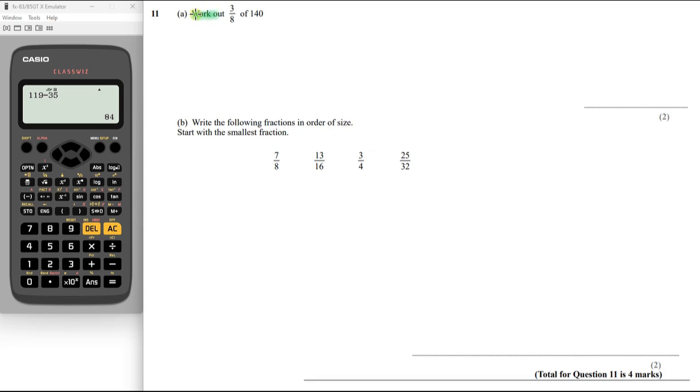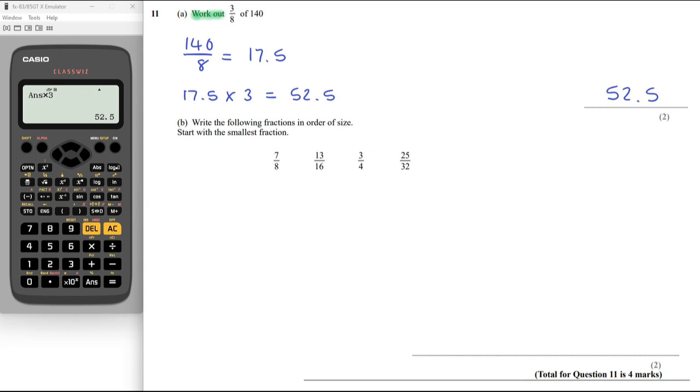Question 11. Work out 3/8 of 140. So whenever we're working out a fraction of an amount, we can just divide by the denominator and multiply it by the numerator. So we can do 140 divided by 8. So 140 divided by 8, and that gives us 35 over 2. Or let's just write that as a decimal. So that's 17.5. And then we can do 17.5 multiplied by our numerator, which is 3. So just times 3. And we get, if we convert that into a decimal again, we get 52.5. So that's the answer, 52.5.